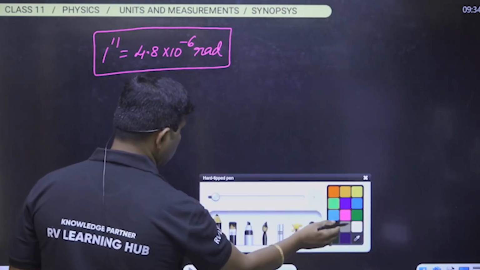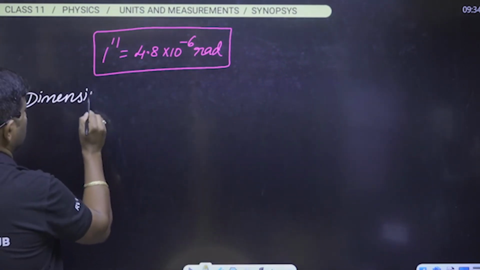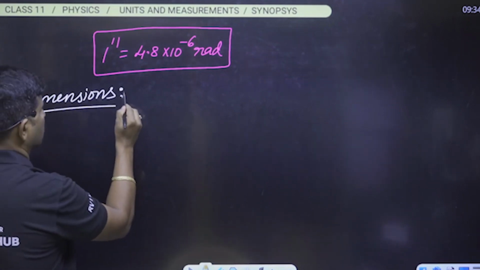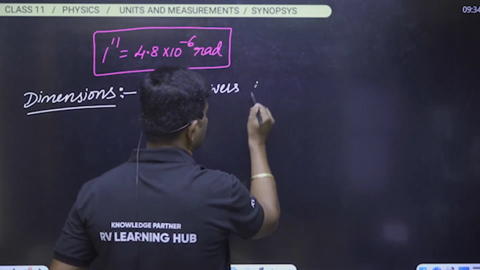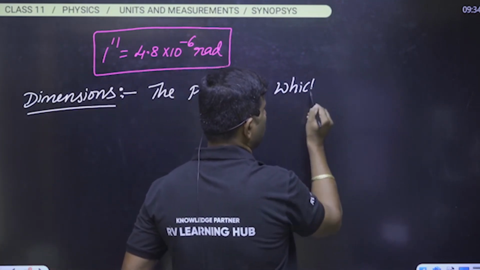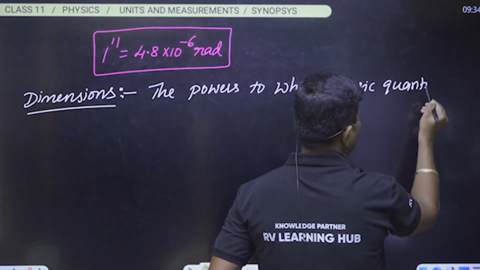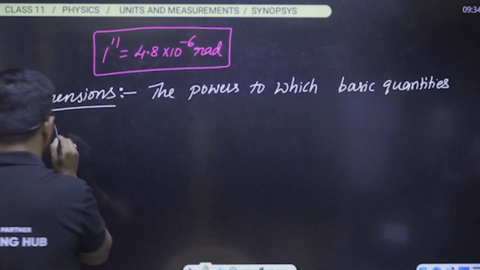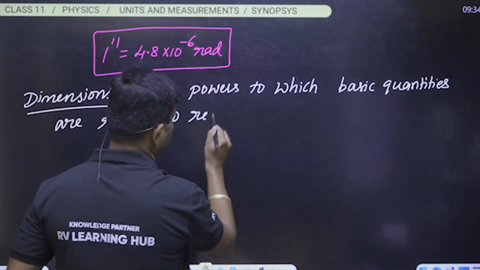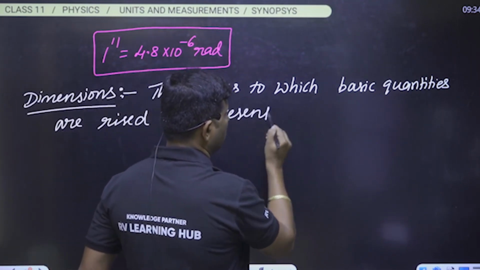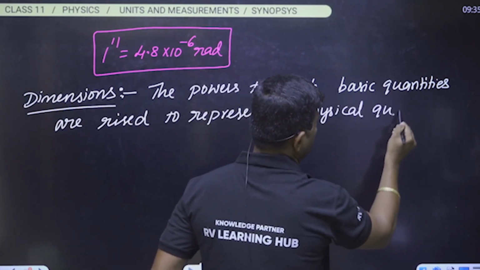Later we have to understand the concept of dimensions. What are these dimensions? Dimensions are nothing but the powers to which the basic quantities are raised to represent a physical quantity. That is called a dimension.